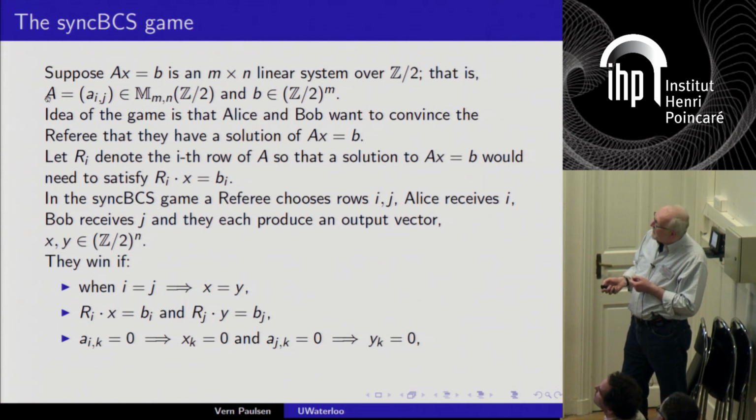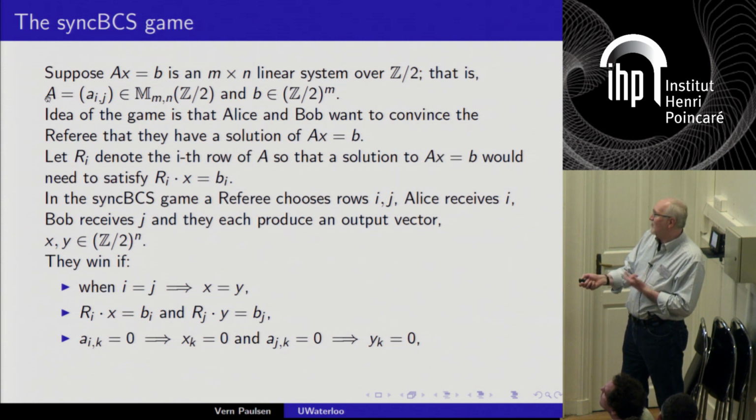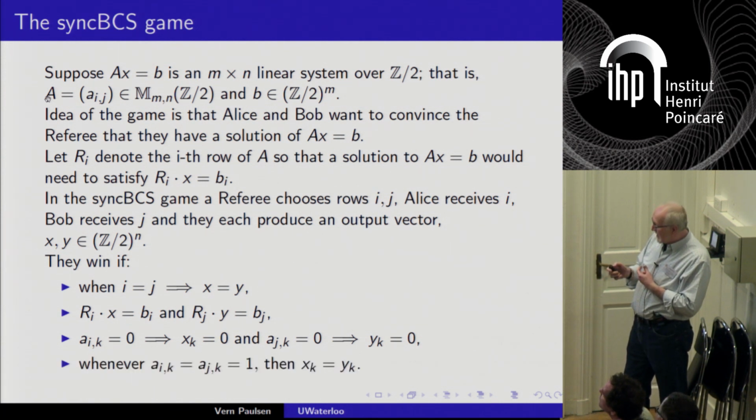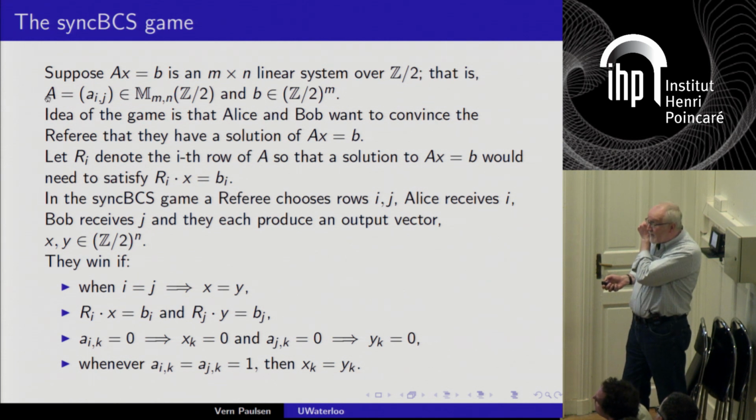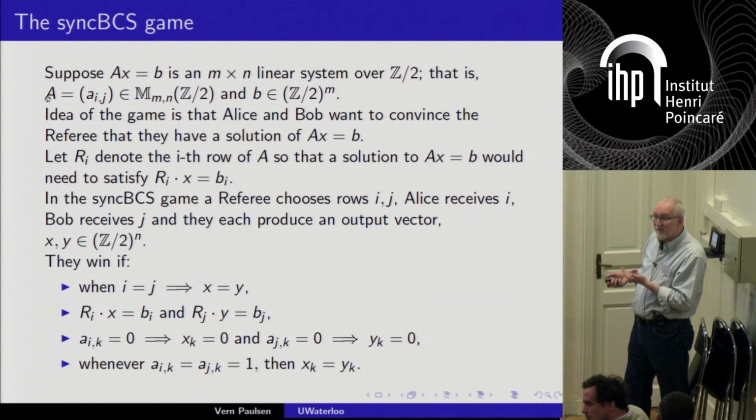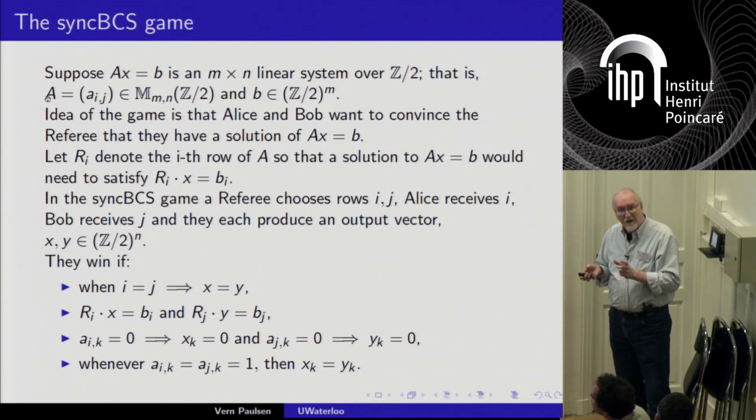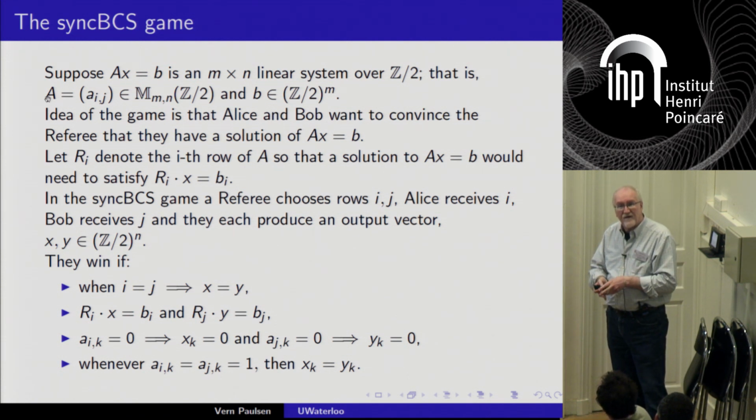So whenever you have a k so that a_ik is non-zero and a_jk is non-zero. Oh, I'm sorry. If these are zero, then the entries don't matter, so they might as well be set equal to 0. Getting ahead of myself. And then the last thing is, if you have entries that matter, namely if a_ik is non-zero and a_jk is non-zero, then the entry that Alice used for her solution and the entry that Bob used for his solution better be the same number. Okay? And so that's the way that you convince the referee you've solved this system of equations.